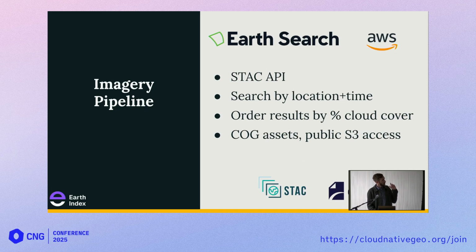So our most powerful tool in choosing the right scenes is actually Earth Search, which is built by the wonderful folks at Element 84, along with AWS. For my money, the best part about Earth Search is its STAC API. It makes sifting through those millions of images a lot easier. You can search by location and time, and then you can order those results by percentage cloud cover. Pick the scenes that have the least clouds in them. And I'd say it almost goes without saying in 2025, but Earth Search's assets are stored in a public S3 bucket as COGs, which is great.